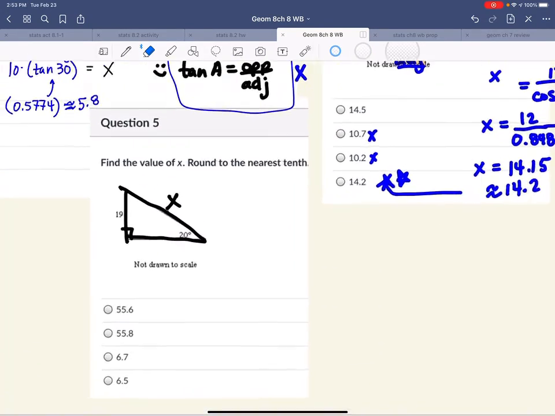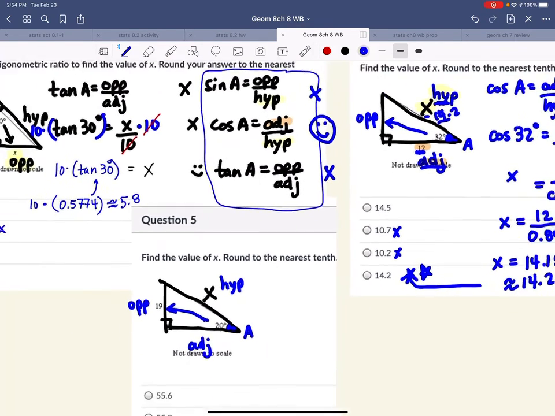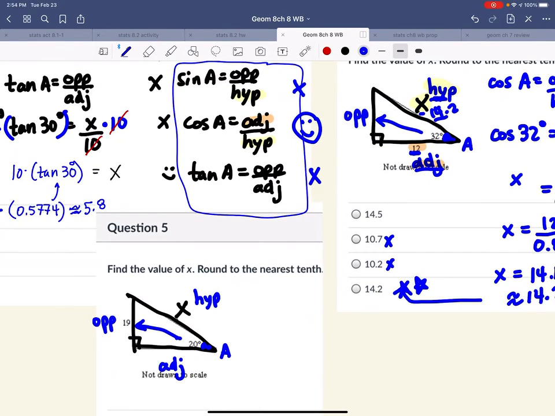Okay, last question. So we have a right triangle. We have a reference angle. Reference angle I'll call angle A. And we have opposite, and we have hypotenuse, and we have nothing for the adjacent side. So which one has nothing to do with the adjacent side?